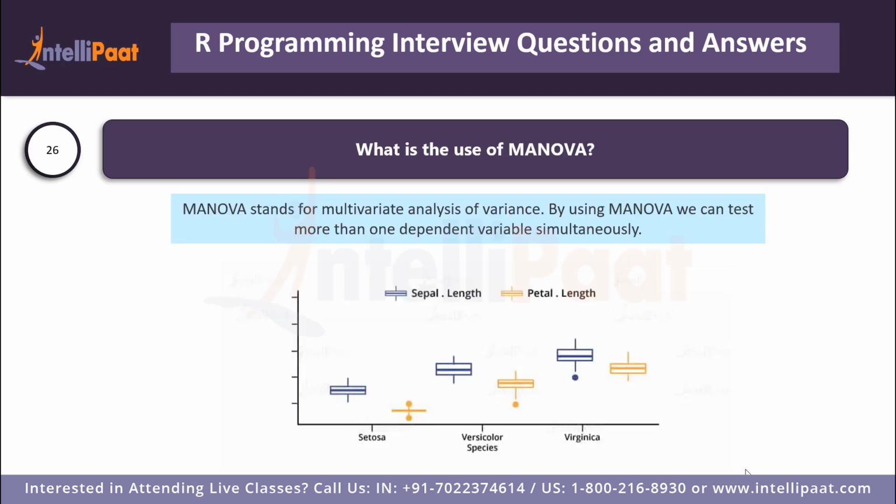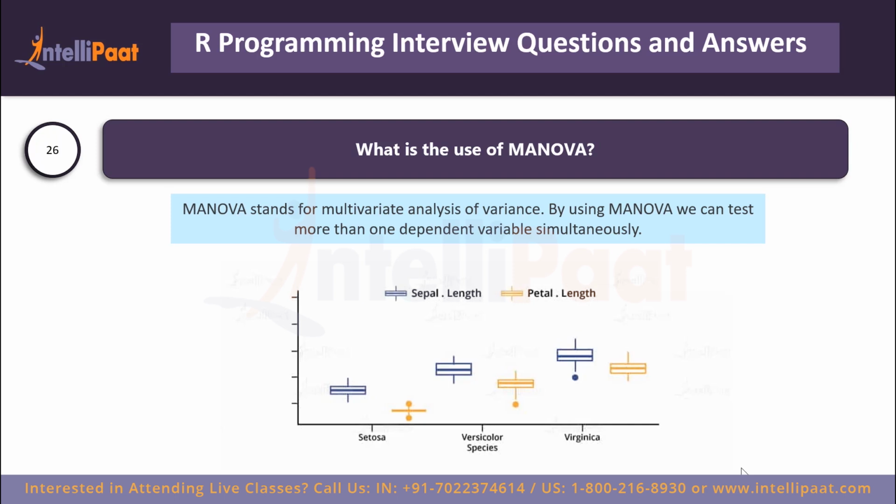MANOVA stands for multivariate analysis of variance. By using MANOVA, we can test more than one dependent variable simultaneously. The multivariate analysis of variance or MANOVA is an ANOVA with 2 or more continuous outcomes or response variables. And the one way MANOVA tests simultaneously statistical differences for multiple response variables by one grouping variable. So what is MANOVA used for?